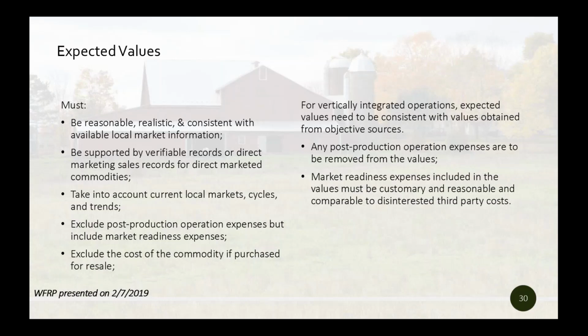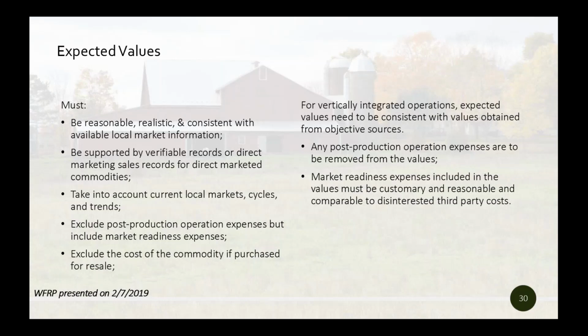Now, for a vertically integrated operation, we need to make sure that you document that any expected values are consistent with the values obtained from objective sources. So what are other producers that aren't vertically integrated? What are their costs for those things? Any post-production operation expenses, again, are to be removed from the values.